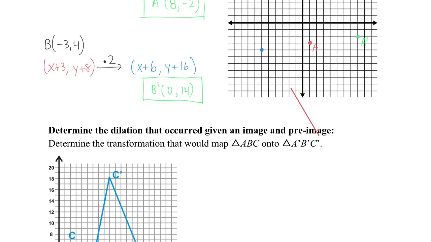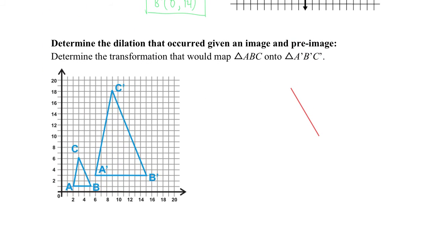One more topic we need to cover. It's quick and easy. Let me get rid of this thing that came along for the ride. Okay. We want to determine the transformation that would map triangle ABC onto A prime, B prime, C prime. So the first thing I need to do, again, with a dilation, is know the center of dilation and the scale factor. Let's find the center of dilation first. To find the center of dilation, simply draw a line through corresponding points, and you have to do that twice.